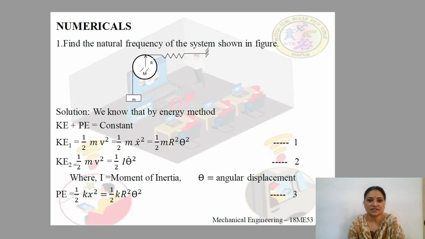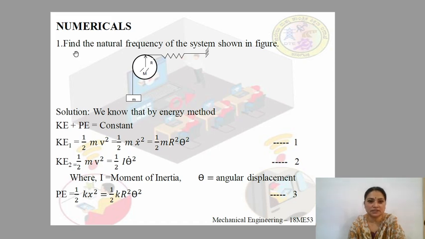In the previous classes we have discussed three different methods, that is D'Alembert's principle, Rayleigh's method and energy method. We have also seen the discussions about the effect of mass of the spring. Today we shall discuss in this session a few numericals on the methods that we discussed in the last session. The first numerical problem is as given below.